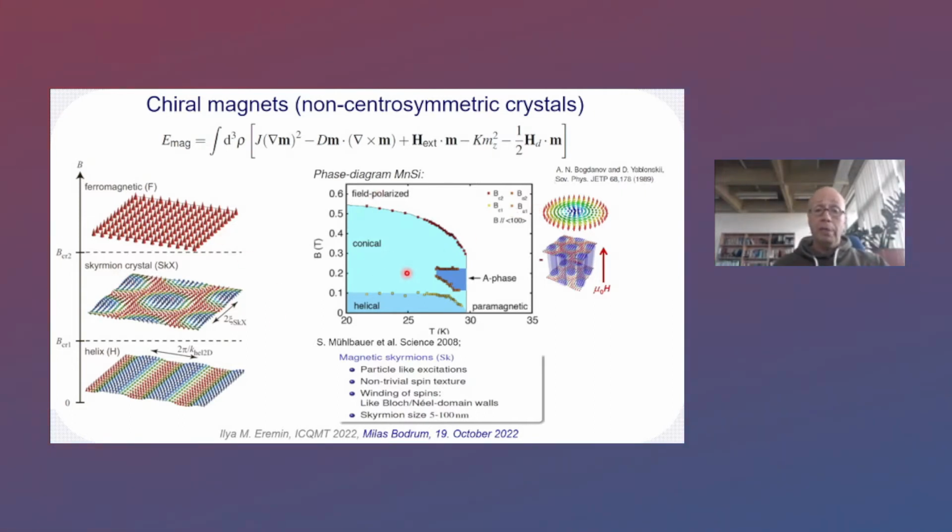And they were successfully realized by Mühlbauer et al. in 2008. For the sake of the story, one has to remind that this A phase has indeed been seen in MnSi. This is a system which can, to a first approximation, be described by this Hamiltonian. The presence of the A phase was known for some time, but Mühlbauer was the first one who successfully showed that this phase indeed corresponds to the skyrmionic crystal.